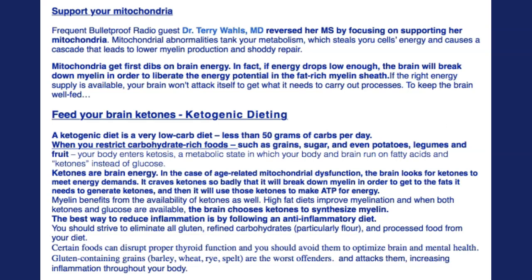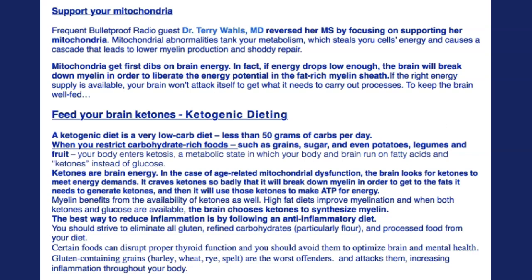In the case of age-related mitochondrial dysfunction, the brain looks for ketones to meet energy demands. It craves ketones so badly that it will break down myelin in order to get to the fats. It needs to generate ketones, and then it will use those ketones to make ATP for energy. Myelin benefits from the availability of ketones as well. High-fat diets improve myelination, and when both ketones and glucose are available, the brain chooses ketones to synthesize myelin.